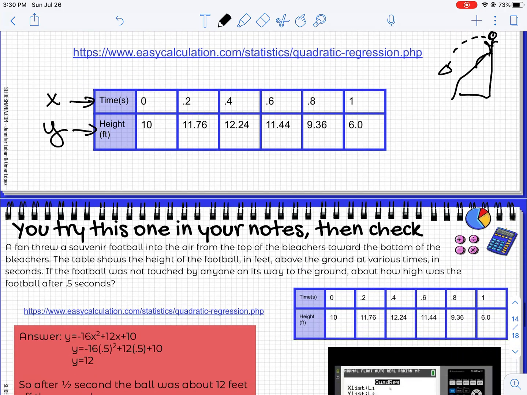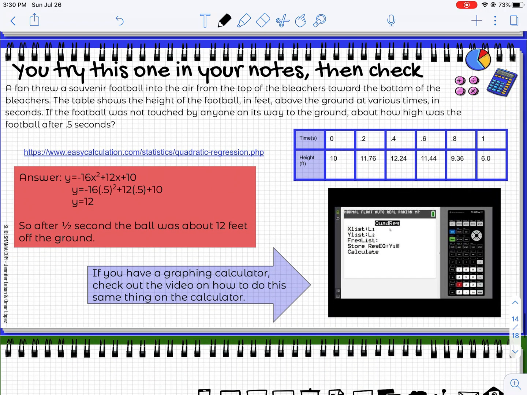If the football was not touched by anybody on its way down to the ground, how high was it after a half a second? Okay, so I went to easy calculations. I typed in the values from this table. Did your equation look like that? Hopefully. If not, I would go back and just double check the numbers. And then you would substitute in 0.5, and we can see that after half a second, it's about 12 feet high. So after half a second, the ball was 12 feet high.